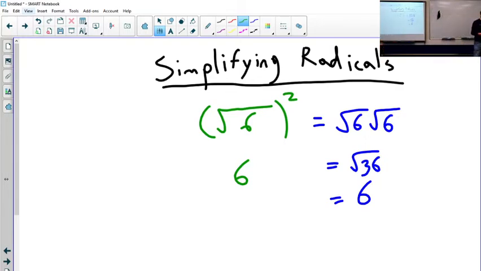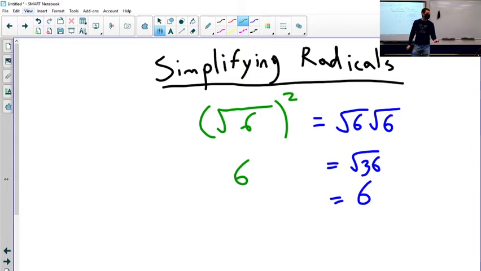So if I take a square root and square it, those undo each other, and I should wind up back where I started. It'd be like if I took 6 and subtracted 4 and then added 4 back. Well, if I have 6 things and then I take away 4 and then I add 4 more, I'm back at 6. If I take 6 and divide it by 3 and then multiply it by 3, I'm back at 6. So in the same way that addition and subtraction undo each other, multiplication and division undo each other, square roots and squaring undo each other.